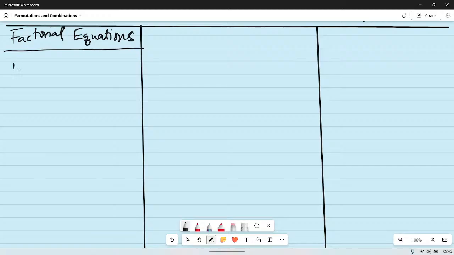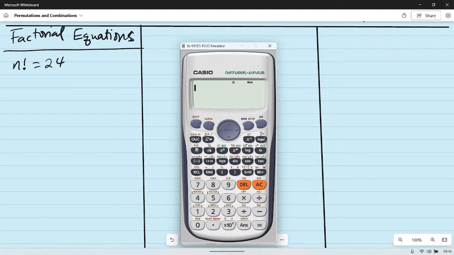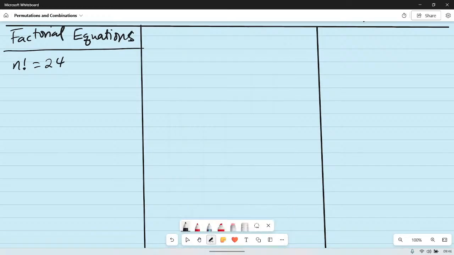So n factorial equals 24. Over here, you can go on your calculator and punch the numbers. 2 factorial is what? 2. 3 factorial is what? 6. 4 factorial, 24. You see that? So it means n factorial can be written as 4 factorial. Therefore, n equals 4.